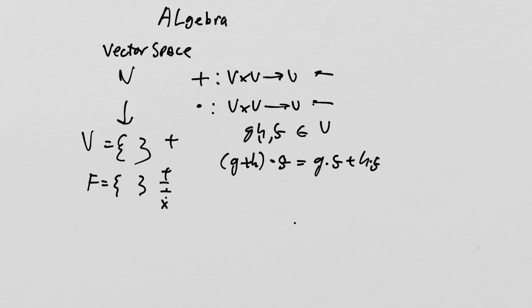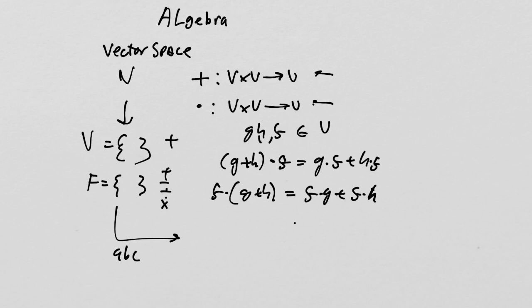I want that, and I want it to be true on both sides. I want F dot G plus H to equal F dot G plus F dot H. So I've got to have that. And it's got to be compatible with scalars. So the scalars come from F. So I'll say A, B, C are elements of F. I want A times G dot B times, say, H to equal A, B times G dot H.